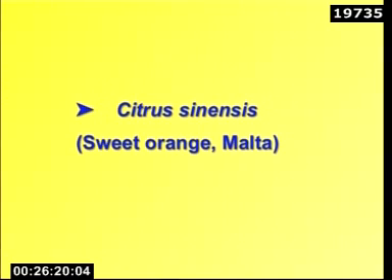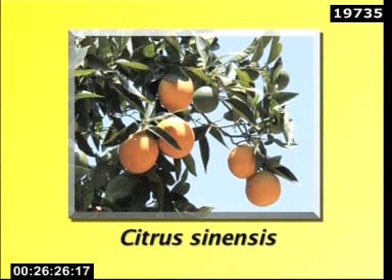The better known species are Citrus sinensis, commonly known as the sweet orange or Malta. It is the most valued commercial citrus of the world. The fruit is sweet, juicy and nutritious and highly esteemed as a dessert fruit.